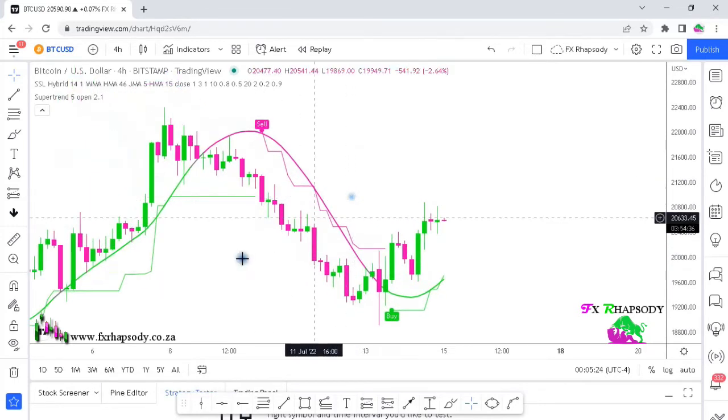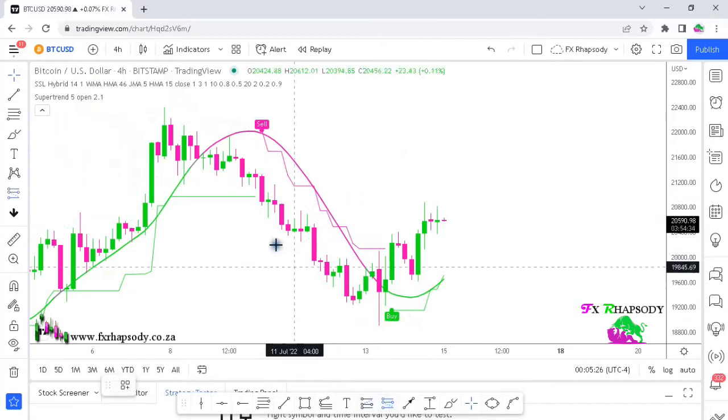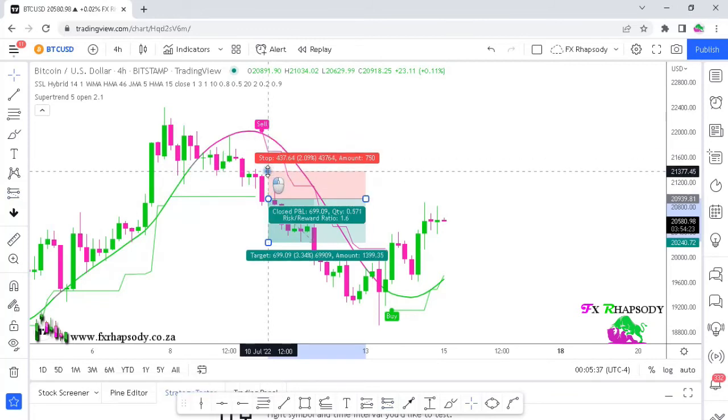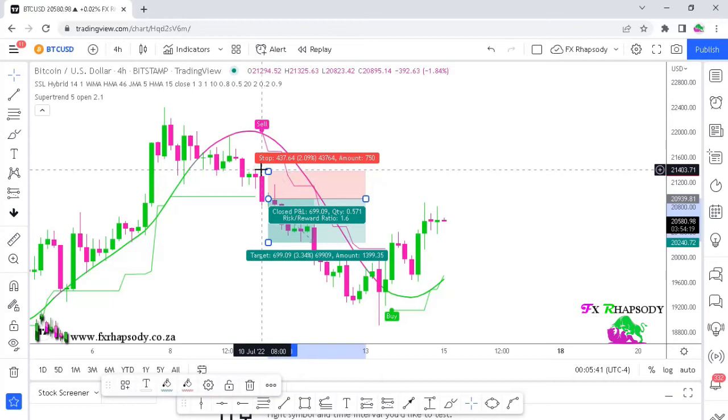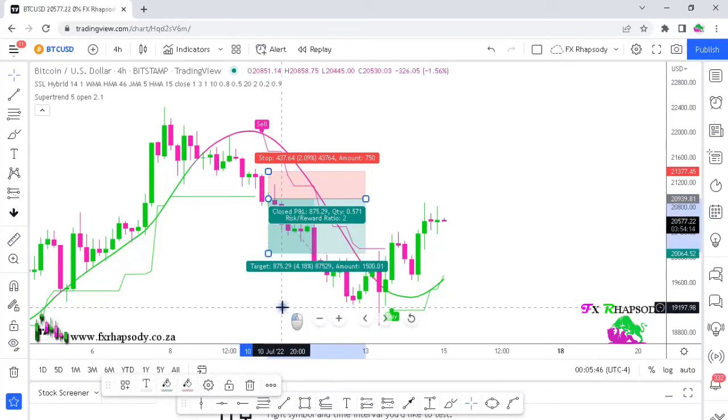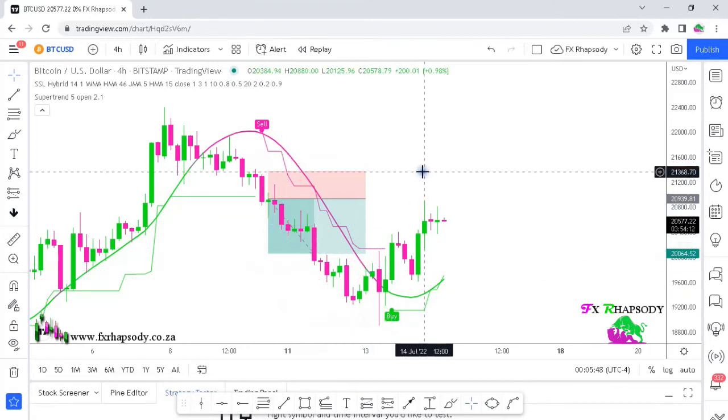Sell signal appears. The sell signal will be when price is below the SSL hybrid band. The sell signal for the super trend appears. Sell, and then you take the sell at the next candle and stop loss just above the previous high. Your profits, again, 1 to 2 ratio.